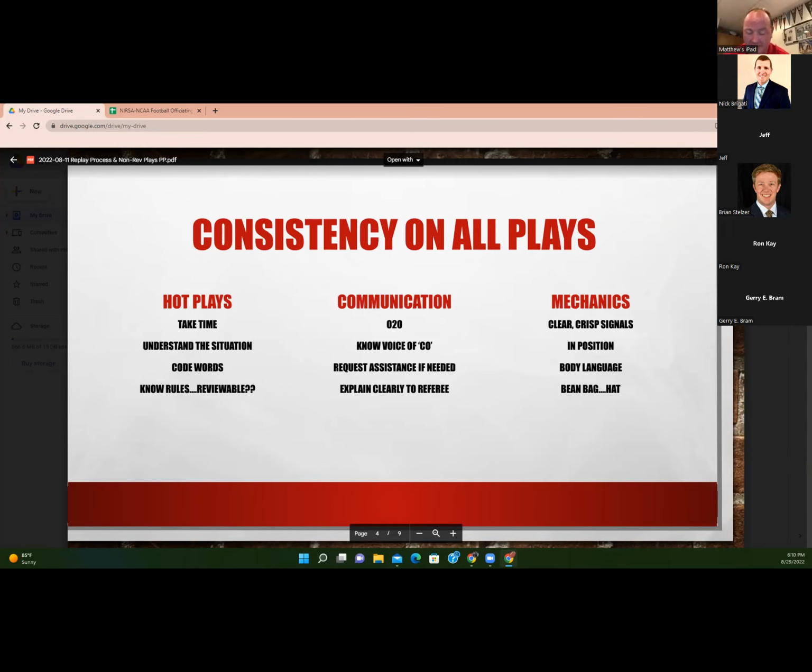Communication. The O2O is critical. You need to know the voice of your communicator, he or she, whoever that might be. Recognize their voice. It's going to be different from you and the crew. Some people's voices stick out clearly, and that's great. Some don't. That's why we have the code words.